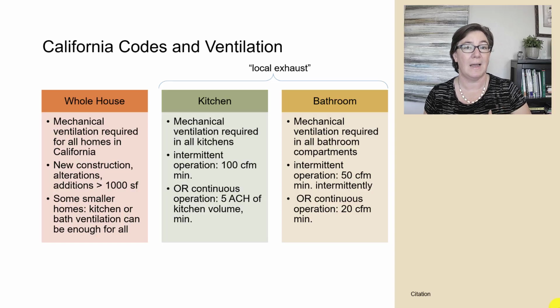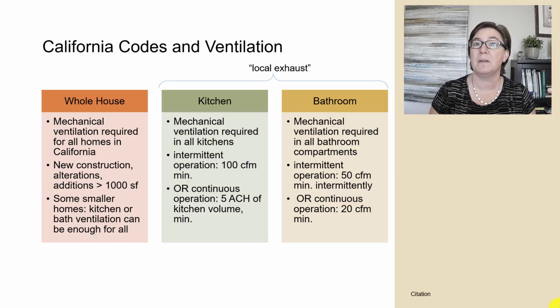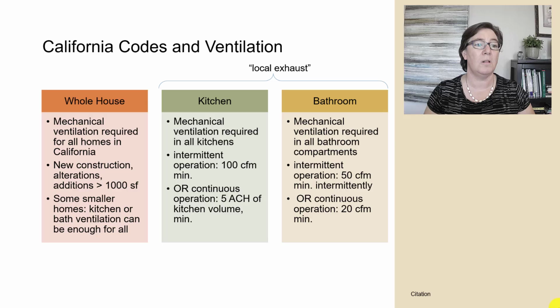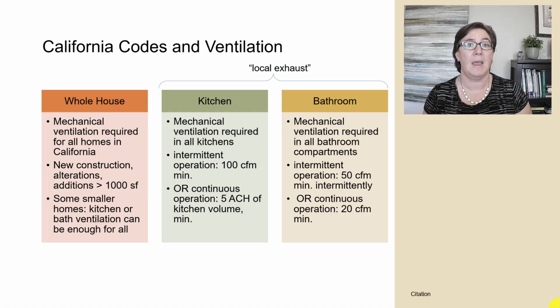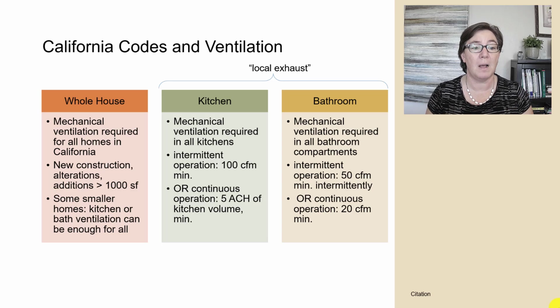Here in California, we've got some additional codes and requirements for ventilation of single-family homes. Starting on the left, your whole house. First of all, mechanical ventilation is required for all homes in California. This includes new construction, alterations, and large additions are going to trigger this requirement. Now, that's not a big requirement. For some smaller homes, your bathroom vent fan can be enough to count for mechanical ventilation for the whole home. But for your larger and luxury homes, you're going to have a separate system.